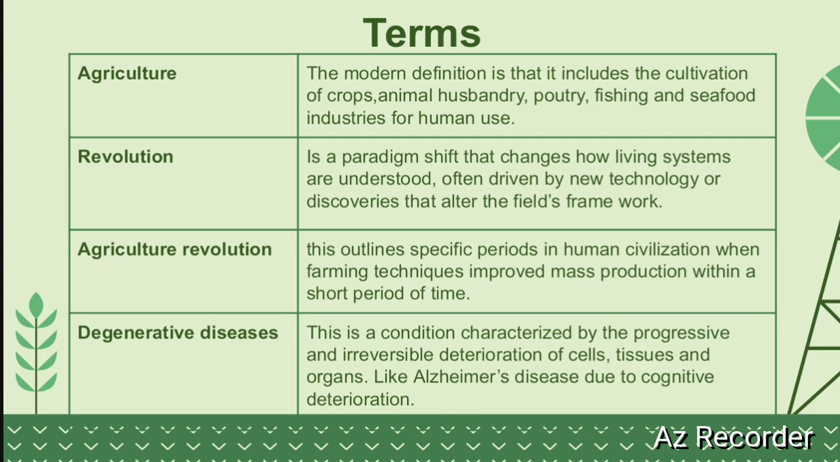Agriculture, the modern definition, is that it includes the cultivation of crops, animal husbandry, poultry, fishing, and seafood industries for human use. Revolution is a paradigm shift that changes how living systems are understood, often driven by new technology or discoveries that alter the field's framework. Agricultural revolution outlines specific periods of human civilization when farming techniques improved mass production within a short period of time. Degenerative diseases are conditions characterized by progressive, irreversible deterioration of cells, tissues, and organs, like Alzheimer's disease due to cognitive deterioration.